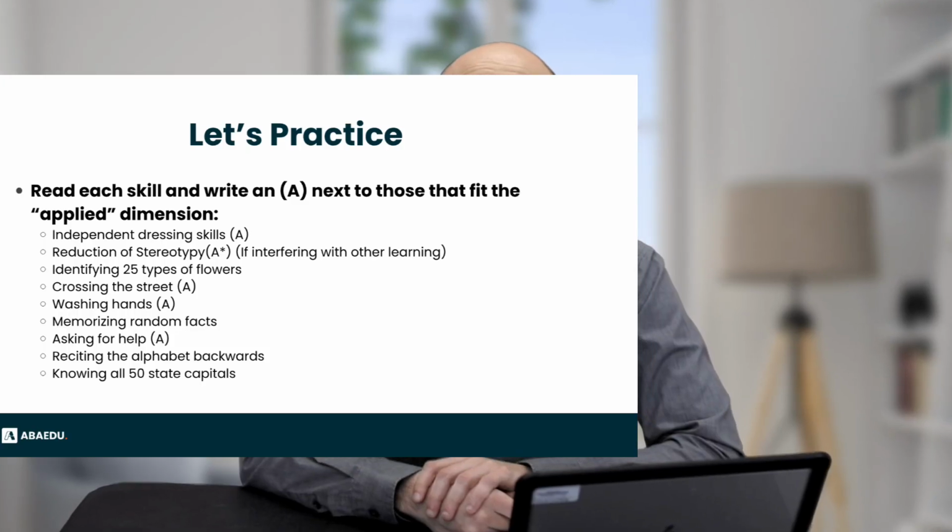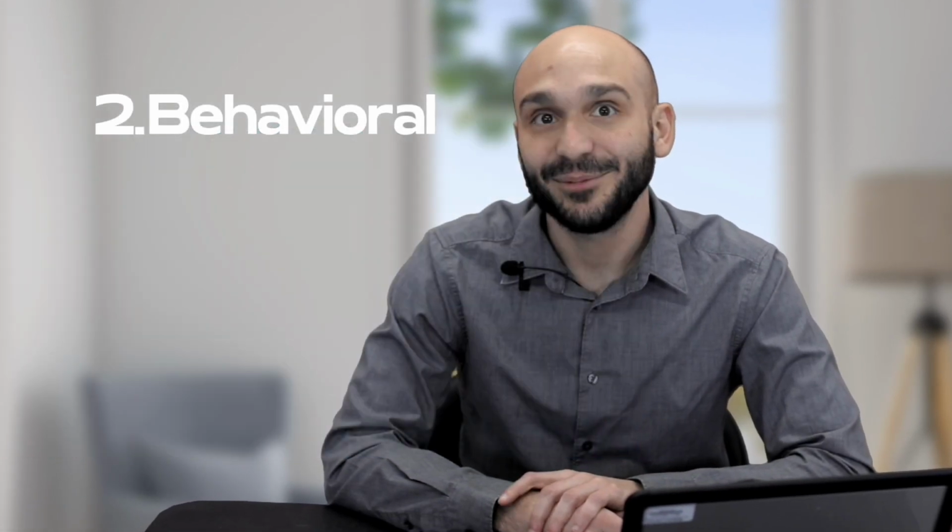The second dimension is behavioral. ABA focuses on observable and measurable behavior. This means that we are studying what people actually do, not internal states or labels. For example, instead of targeting something vague like reducing anxiety, we would target something measurable, such as hand flapping, leaving seat during work, asking for reassurance, avoiding tasks, because those are observable actions.